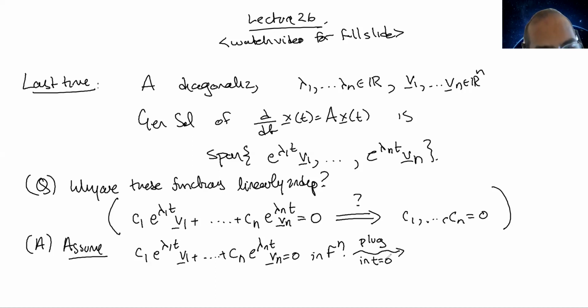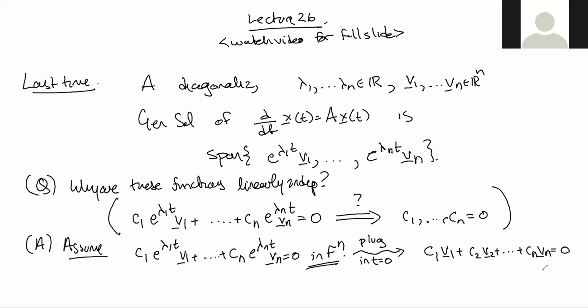What happens if you plug in t equals 0? Well, you get C1 e to the 0, which is 1. So C1 V1 plus C2 V2 all the way up to Cn Vn equals 0. But now which vector space is this latter equation in? So this first thing was in Fn. Now what I just wrote, where is that happening? Now it is in Rn, right? Yeah. Good. And now you use that they're linearly independent.